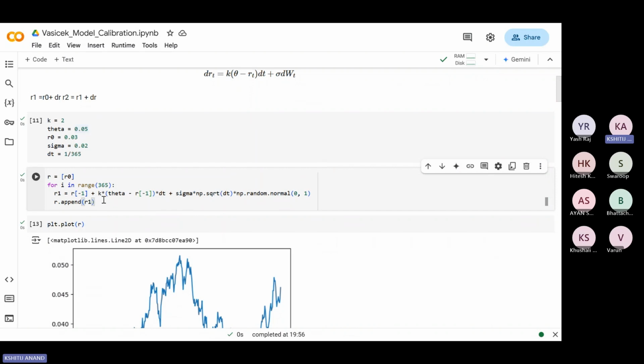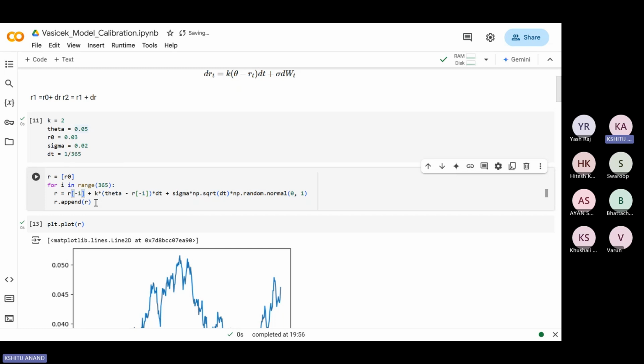Okay, and so once you do the first iteration, you will get R1, which you have appended into the list. So now the list contains two rates, R naught and R1. Again, using R1, so basically R minus 1 will be R1, right? This takes the last entry of the list. So R minus 1 would be R1 only. So then you will get R2. Then you will be appending it into the list. So this way you get around 365 short rates.